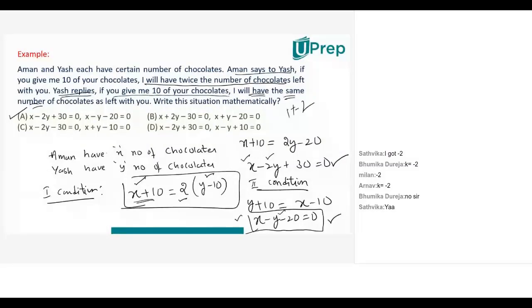If 1 is not equal to 2, what does it mean? A1 by A2 not equal to B1 by B2 means these equations will have a unique solution. If they have a unique solution, what does it mean? They are consistent. Remember, equations having solutions are consistent. Equations having no solutions are called inconsistent equations. So I'm sure it's clear for everyone.